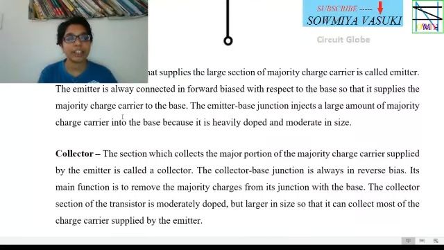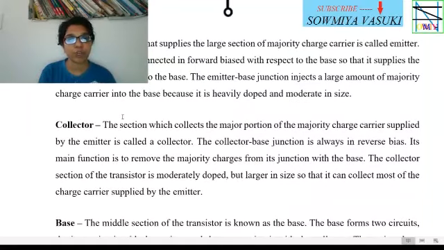The next one is the collector. The section which collects the major portion of the majority charge carriers supplied by the emitter is called the collector. The collector base junction is always in reverse bias. Its main function is to remove the majority charges from its junction with the base. The collector section of the transistor is moderately doped. The emitter is heavily doped and the collector is moderately doped but larger in size, so that it can collect most of the charge carriers supplied by the emitter.